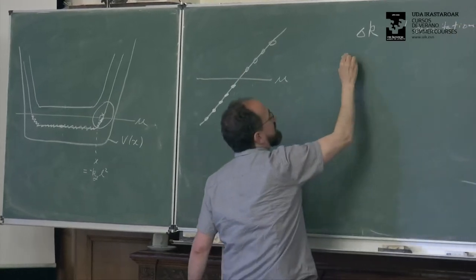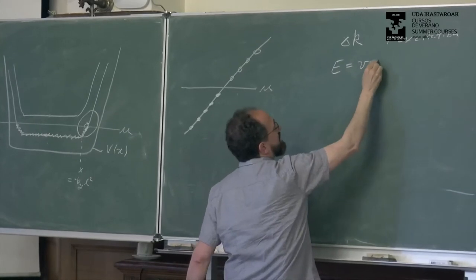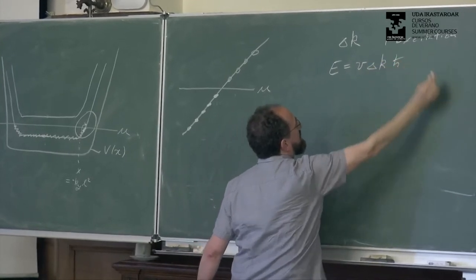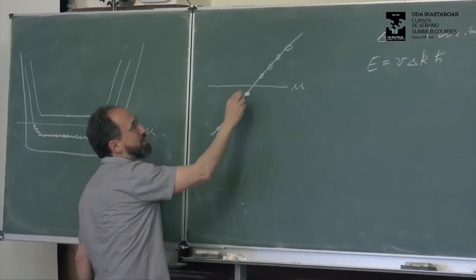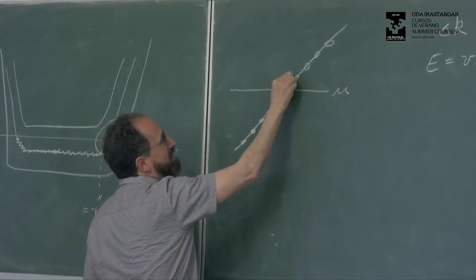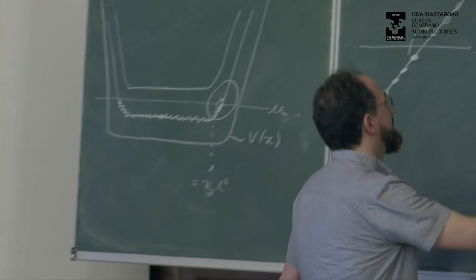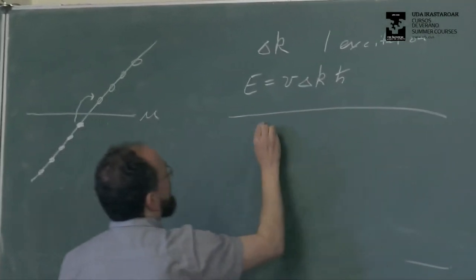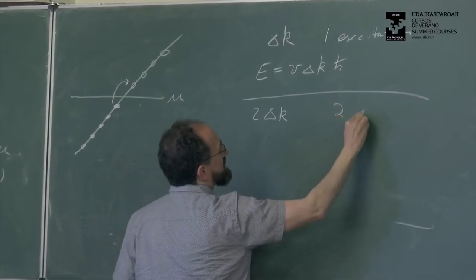Its energy will be the velocity of the edge, the slope of the edge, times delta k, times h bar. And that excitation is to take the state closest to the chemical potential and push it up to here. That's the lowest energy excitation we can have of the edge. The next lowest excitation, call it 2 delta k, there are two such excitations that you can make.